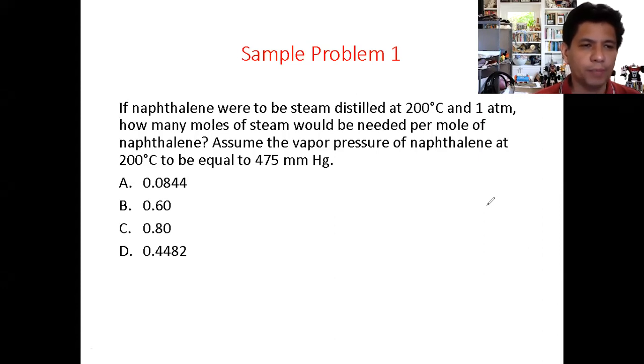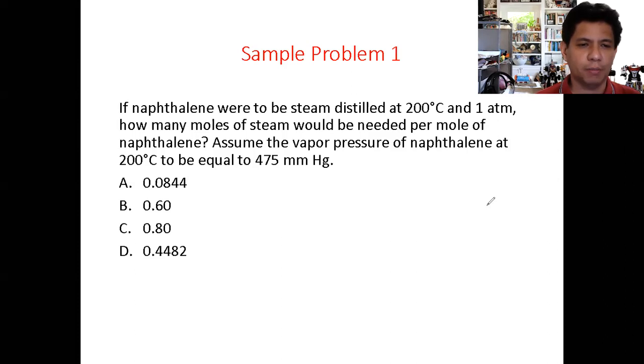Okay. So if naphthalene were to be steam distilled at 200 degrees Celsius and one atmosphere, how many moles of steam would be needed per mole of naphthalene? Assume the vapor pressure of naphthalene at 200 degrees Celsius to be equal to 475 millimeter mercury. Just try to recall the basic equation of steam distillation: number of moles of water divided by number of moles of naphthalene is equal to vapor pressure of water or steam divided by the vapor pressure of naphthalene.